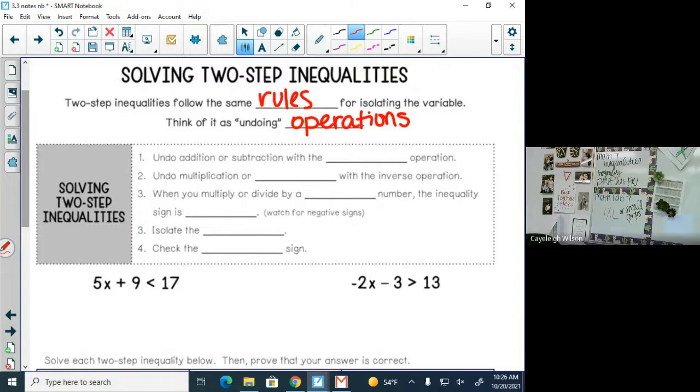So the first thing that I'm going to do is undo the addition or subtraction with the opposite operation. So if I have a plus, I'll subtract. If I have a subtract, I'll add. So I'll always undo my addition and subtraction first. After I undo my addition or subtraction, then I'm going to undo my multiplication or my division with the inverse operation.